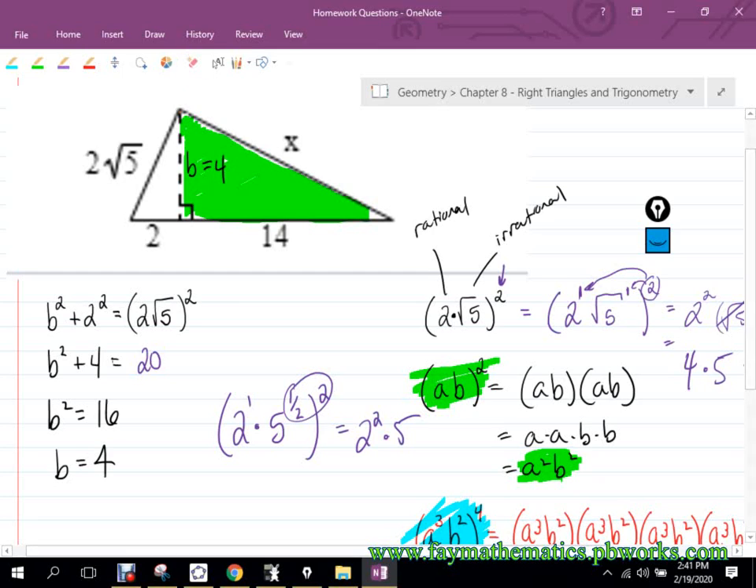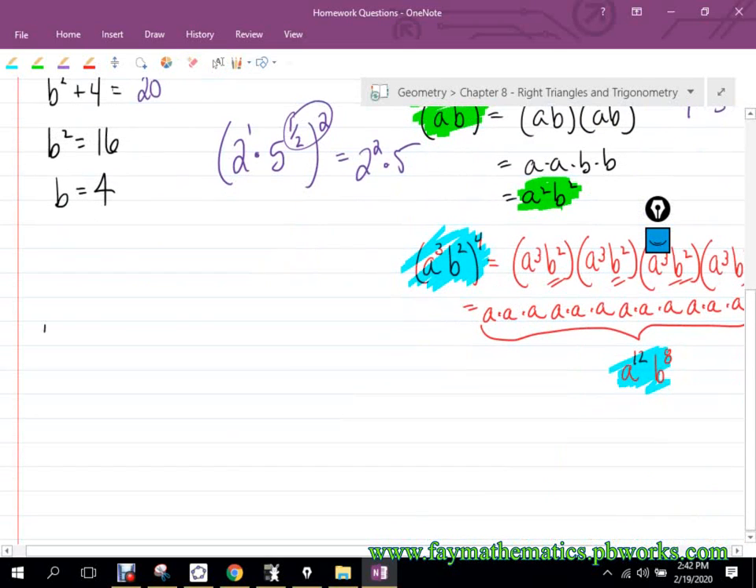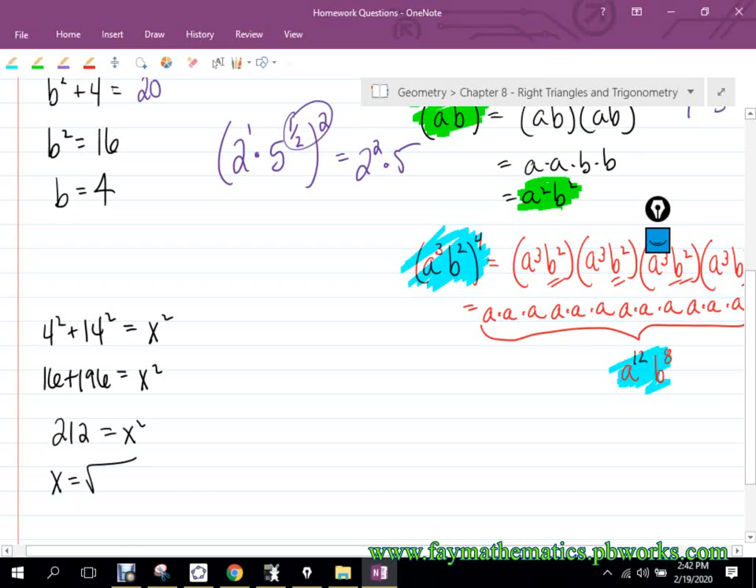So can you start this whole problem over with just that green right triangle? So we'll have 4 squared plus 14 squared is equal to x squared. We get, it's 196, not 169. 196 plus 16 equals x squared. That gives me 212. And then x will be root 212.